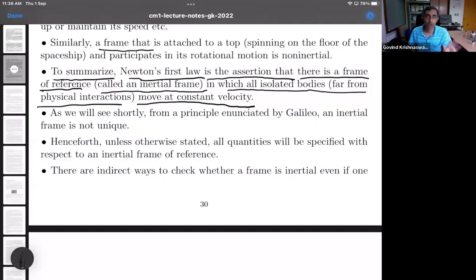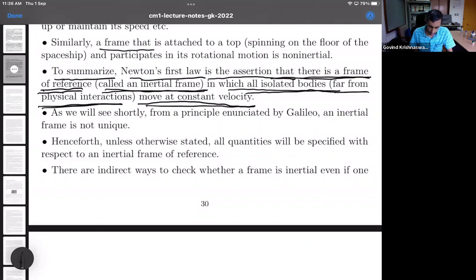What we said initially is not to be taken literally. This is a restatement now. Let me do this again. To summarize, Newton's first law is the statement of the existence of certain frames. That is what it is. Newton's first law is the assertion that there is a frame of reference called an inertial frame in which any isolated body, not just any, all isolated bodies, which are far from physical interactions, move at constant velocity. So that is what Newton's first law says, that it is possible to find a frame in which an isolated body will always look to be moving uniformly rectilinearly.